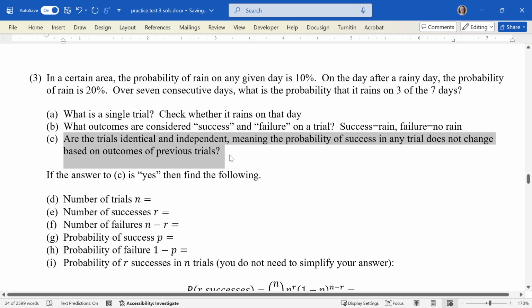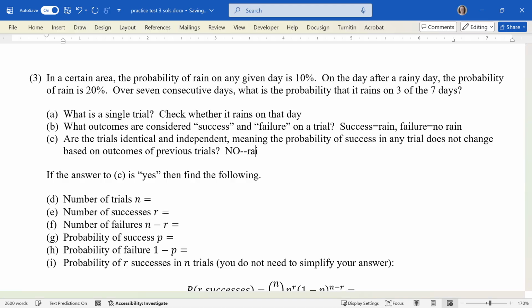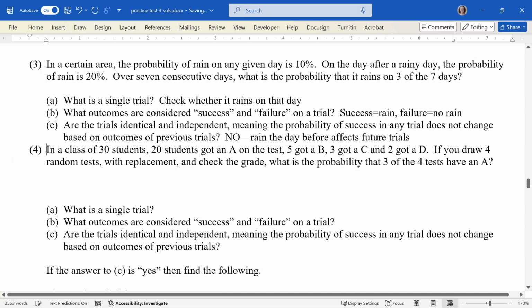Are the trials identical and independent, meaning the probability of success in any trial does not change based on outcomes of previous trials? No. So it says on the day after a rainy day, probability of rain is 20%, but on any given day it is 10%. That means that it changes depending on what the day before was. And we're not even given the probability of rain on a day after there was no rain the day before. We don't even have that information, which we would need. So yeah, this is a big old no. Rain the day before affects future trials. Okay, so we don't have to do the rest. Yay. All right, next question.